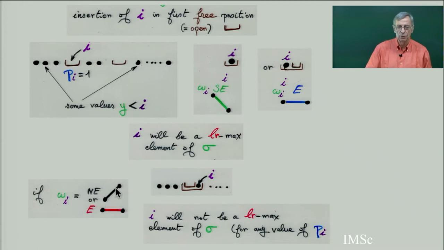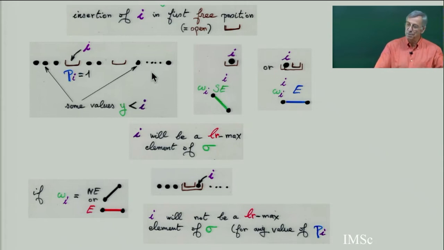is a northeast, if you go northeast or east, and if I is not an LR maximum element of sigma, if you do this, then because there will be a free cell here, so there will be some element coming after bigger, so I will not be a left-right maximum element. And this is for any value of pi. In fact, not only for pi equal 1, but if you had an empty cell at the left of I, I will never be a left-right maximum element. So this gives a proof of the lemma and a characterization of the left to right maximum element.